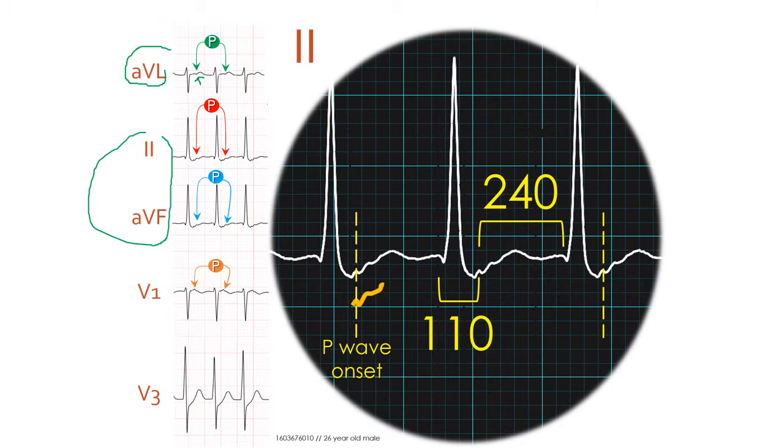Here in an enlarged view of lead 2, we see better that after the QRS complex we have tiny negative bimodal P waves with an RP interval that was of 110 milliseconds, much shorter than the PR time that was 240 milliseconds. In lead V1, the P waves seem to be positive also after the QRS complex.